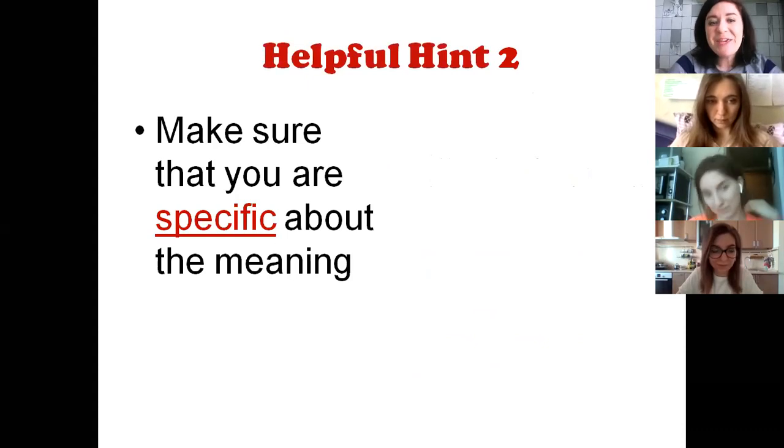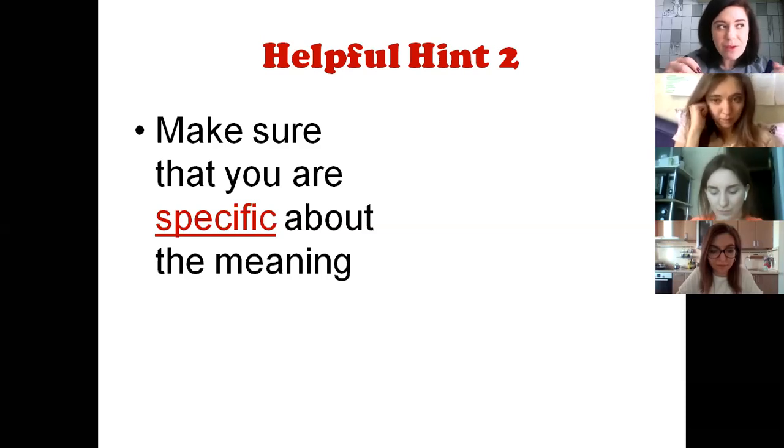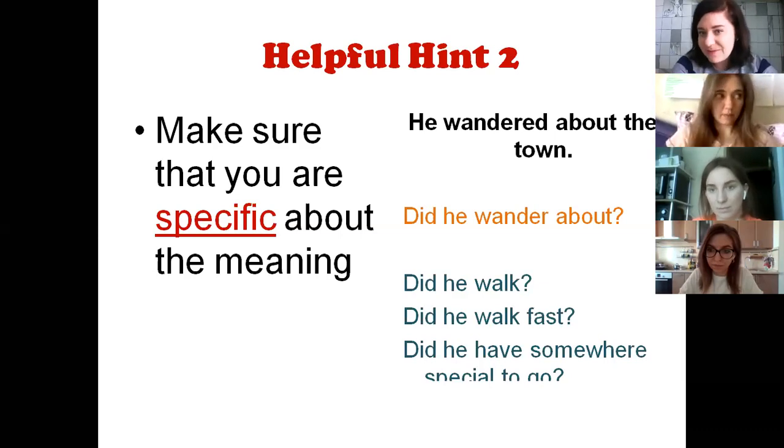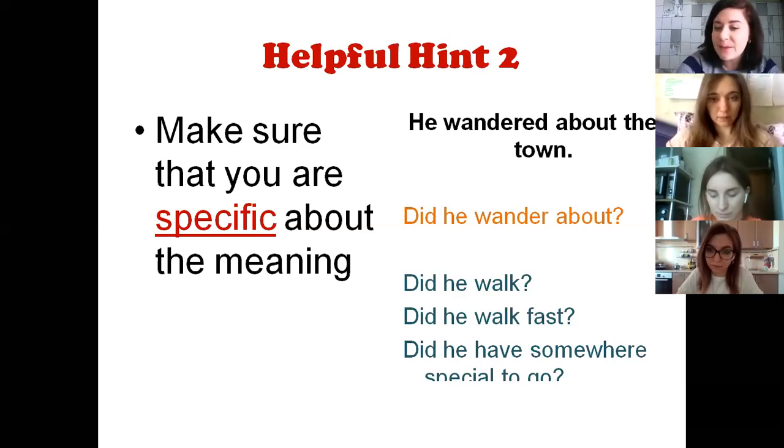The next hint. Make sure that you are specific about the meaning. So you need to check the deep sense of the word, not just something general. For example, you have a sentence, he wondered about the town, and you need to check this verb, wonder. If you ask, did he wonder about, that's not specific. This is just yes, no, did he do this action or not? But we need to check the exact meaning of this word. Did he walk? Did he walk fast? Did he have somewhere special to go? And so on. So specific.